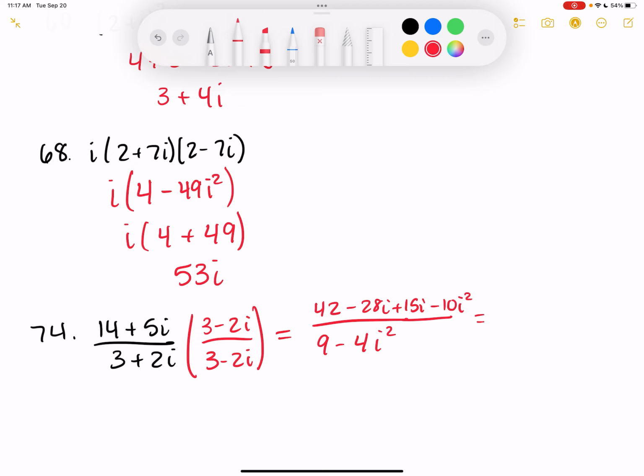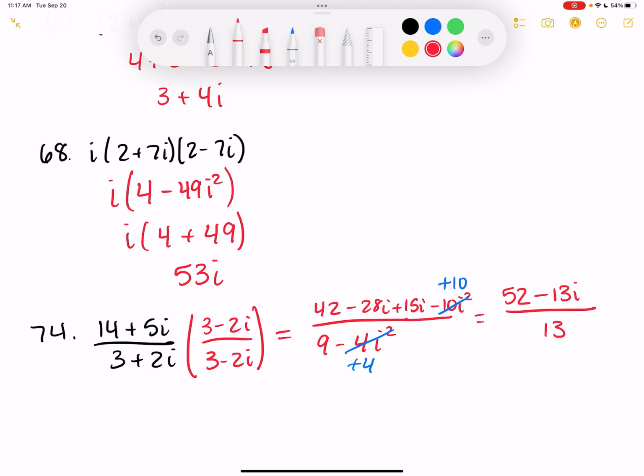All right, so then that's going to be positive 10. So it's going to be 52 minus 13i all over 9 minus, oh, well then you can do something about that. So it's just going to make it 9 plus 4. So it's going to be 13. So 52 minus 13i over 13.